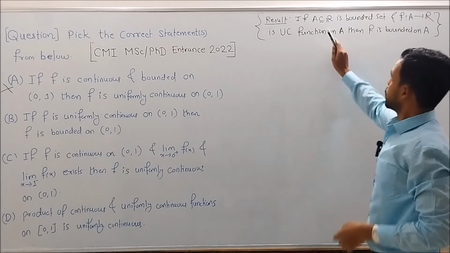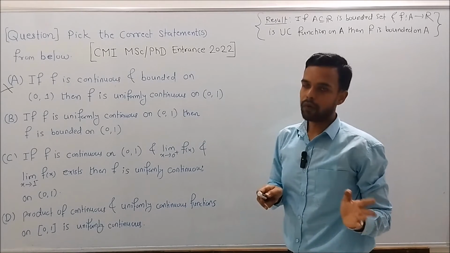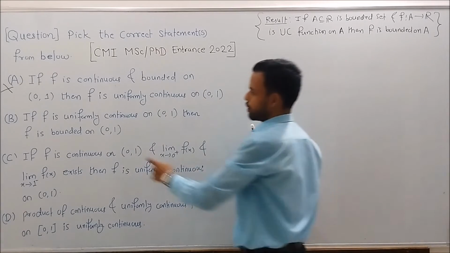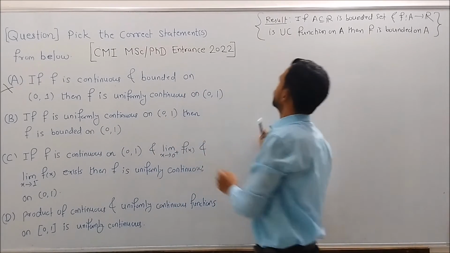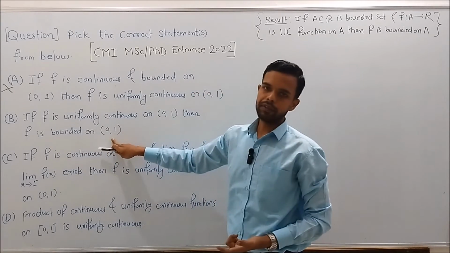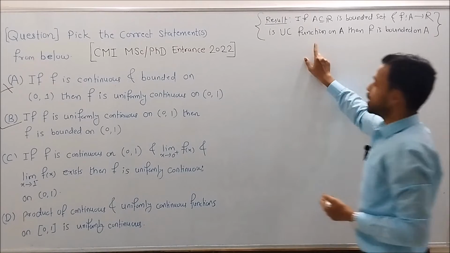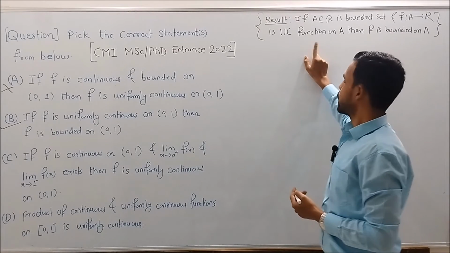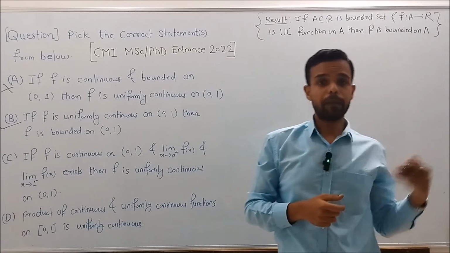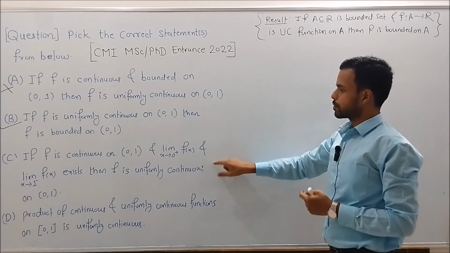Now, clearly the open interval (0,1) is a bounded subset of R, and f from A to R is a uniformly continuous function on A. Given that f is uniformly continuous, by this result f is bounded on A, so f is bounded on the open interval (0,1). So the statement in B is true, that is correct. Can you prove this general result? If you have any problem in the proof of this general result, then please comment on this video. I will make a separate video on the proof of this result. Okay, let's move to the next option.